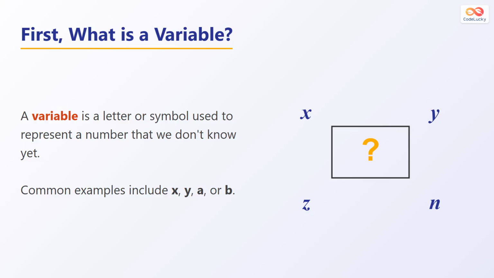Before we dive in, let's quickly remember what a variable is. A variable is simply a letter, like X, Y, or B, that stands in for a number we don't know yet. It is a placeholder for a value that can change.